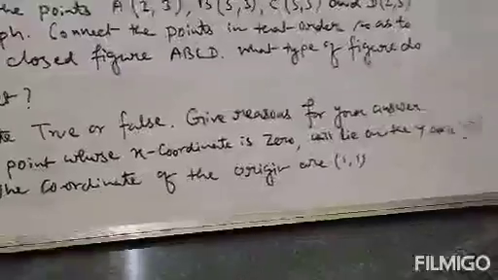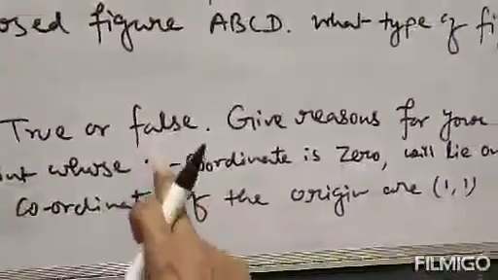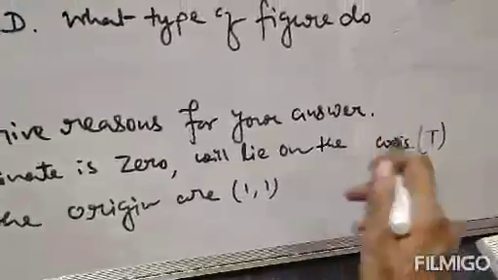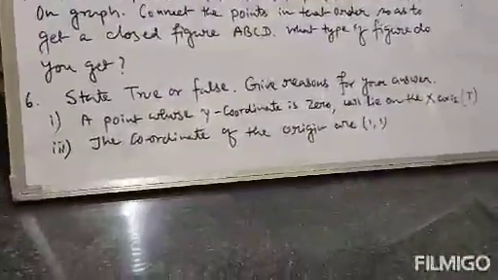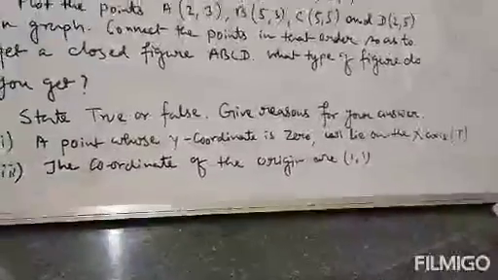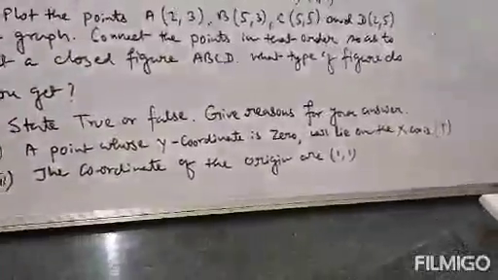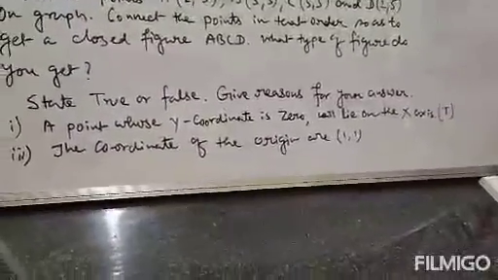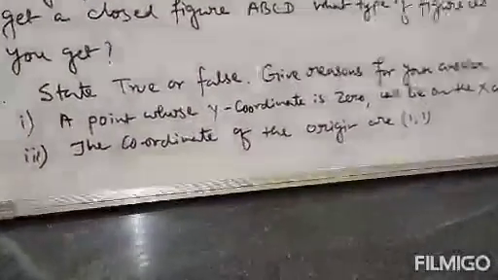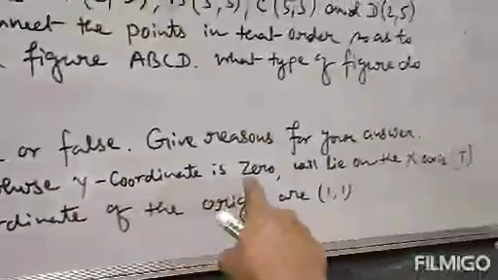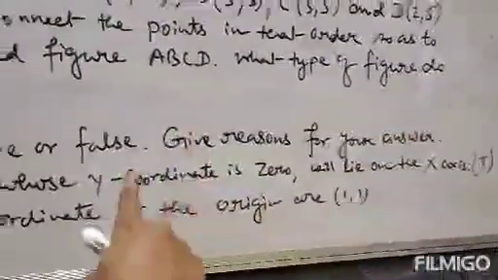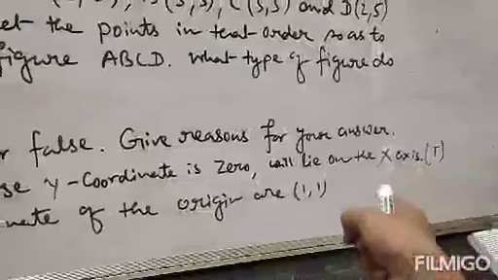This is true. If the question is like that, suppose a point where the y coordinate is given as 0, then it will lie on the x-axis. Conversely, this is also true. That means if a point whose y coordinate is 0, then it will lie on the x-axis, and if a point whose x coordinate is 0, then it will lie on the y-axis. Both of the statements are true. If the y coordinate is 0, then it will lie on the x-axis. If the x coordinate is 0, it will lie on the y-axis.